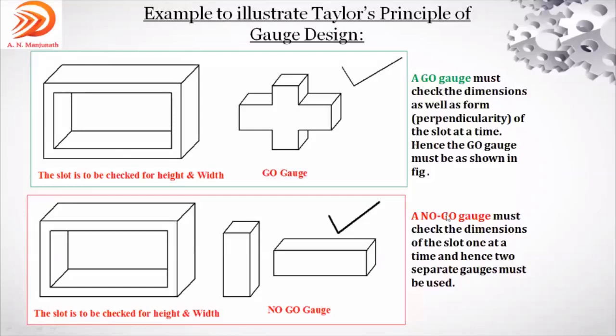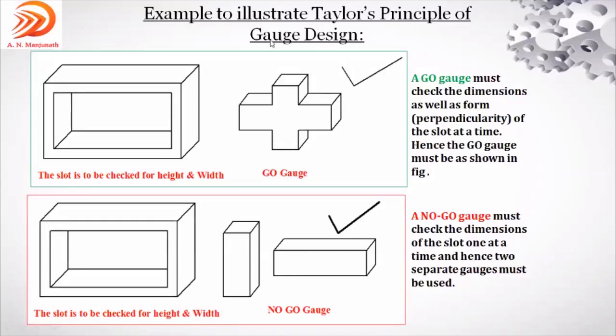Similarly, if you take the no-go, a no-go must check the dimension of the slot one at a time. For that reason, two separate gauges must be used. In the previous example, I called them no-go gauge 1 and no-go gauge 2. This gauge will be used to check only the height. This gauge will be used to check only the width of the component as per the statement. It should be designed in such a way that it follows the principle or the rule. Otherwise, it is not considered a proper gauge design.